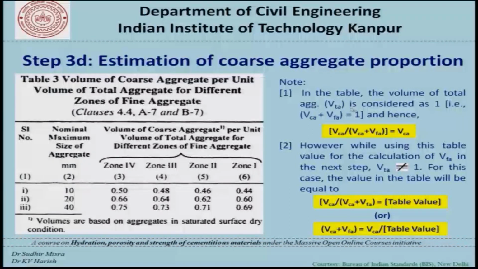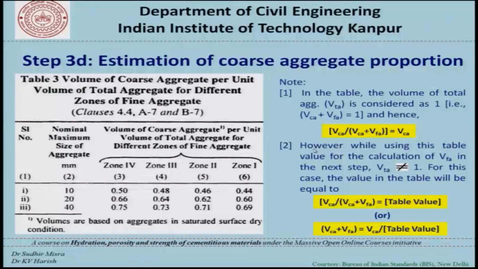The volume of total aggregate is considered as 1 in this table. That is, if VCA is the volume of coarse aggregate and VFA is the volume of fine aggregate, VCA plus VFA is equal to 1, and hence VCA divided by (VCA plus VFA) is equal to VCA. What is this? This is actually the table value that is provided here, nothing but the volume of coarse aggregate per unit volume of total aggregate. So that value will be equal to VCA again, because the denominator is 1.